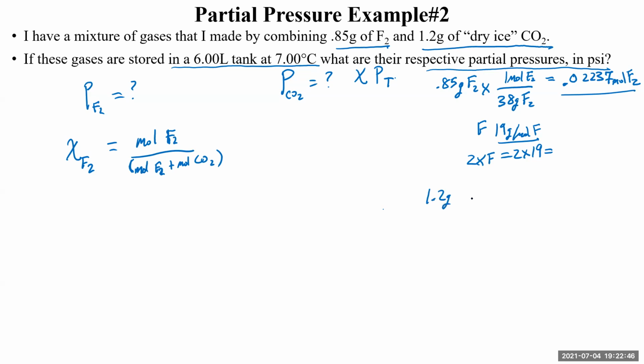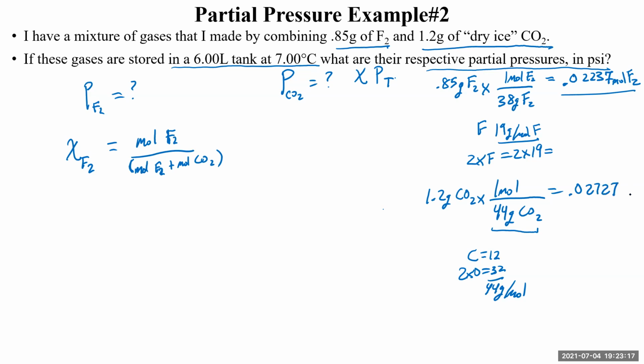Then we take our 1.2 grams of carbon dioxide. We know that it's 44 grams of carbon dioxide for every 1 mole. Again, the molar mass or molecular weight comes from adding up carbon, which is 12, and 2 oxygens, which is 32. That adds up to 44 grams per mole. So we take our 1.2 divided by 44. That's going to be 0.02727 moles of CO2.